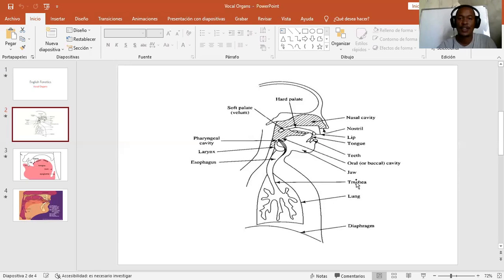They can also be egressive air and ingressive air. Egressive is when the air comes out of the mouth. Ingressive is when the air moves inside of the mouth. Voicing consists of the sound being voiced or unvoiced.